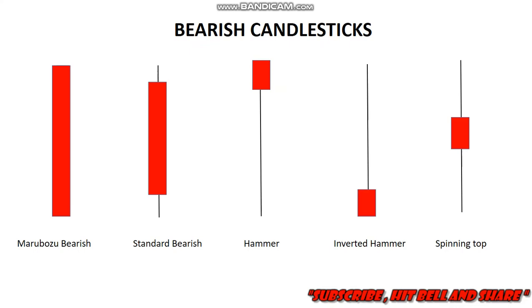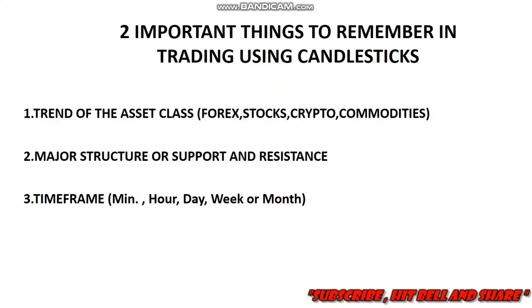So how do we trade candlesticks? What are the factors to remember? There are three things to remember, guys, in trading candlesticks. First, the trend of the asset class, the forex or the stock. We need to identify the trend of the asset class. This is very important. Then the major structure, support and resistance. We need to know where the area of support is and where the area of resistance is. And third is the time frame.